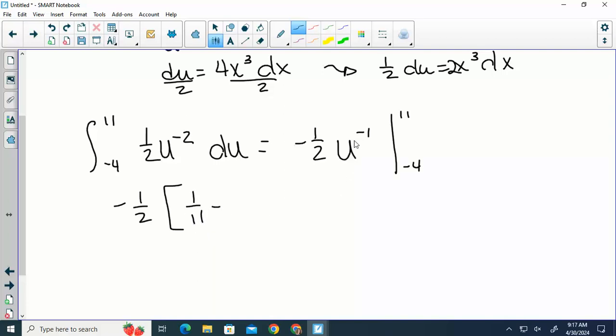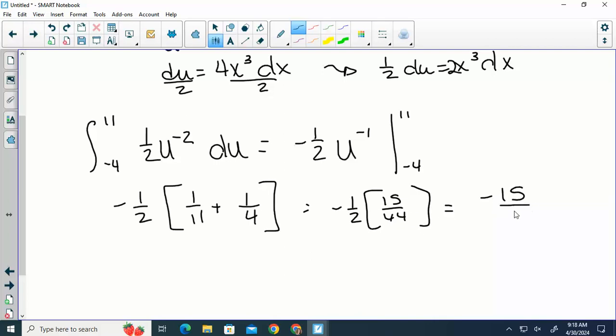Minus, put in a negative 4. So minus a negative would make plus 1 over 4. So that would be 15 over 44, times negative 1/2 is negative 15 over 88.